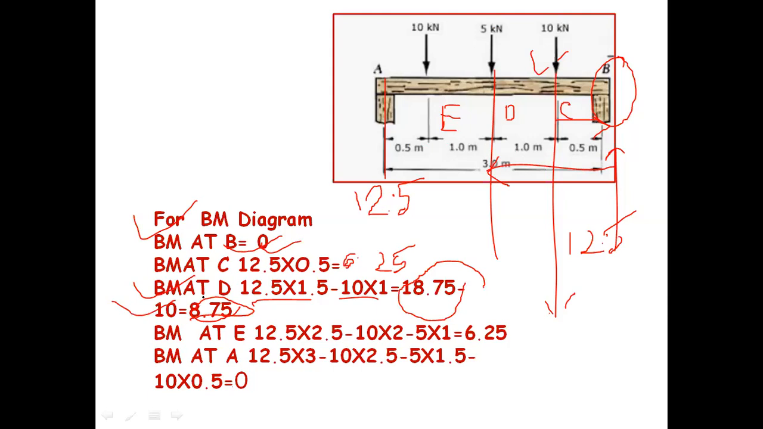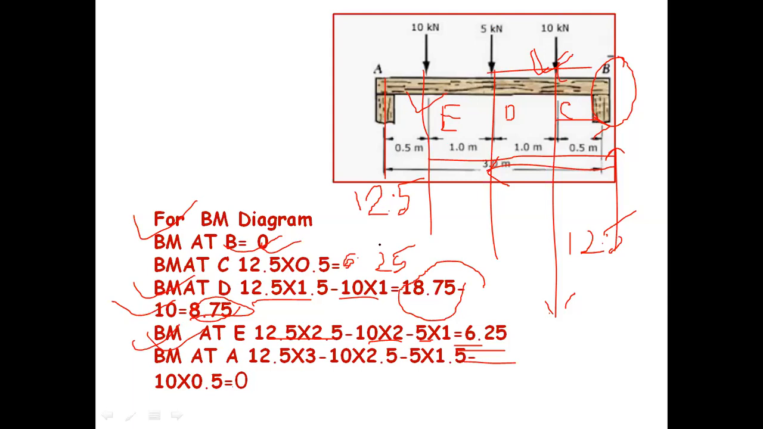In a similar way, we can easily find out the BM at E. Then BM at E is equal to how much? Again, you have to take a moment about point E, then 12.5 into the distance from this portion, 1 plus 1 plus 0.5, which means 2.5. Again, this 10 kilonewton into 2, and 5 minus 1, is equal to 6.25. So this way we can easily find out the BM at E.